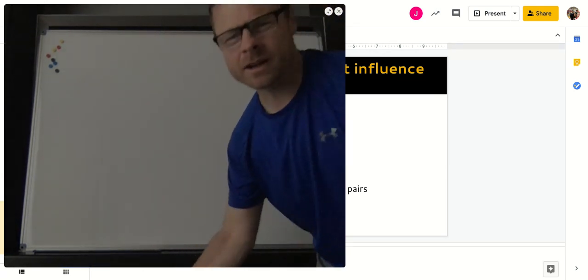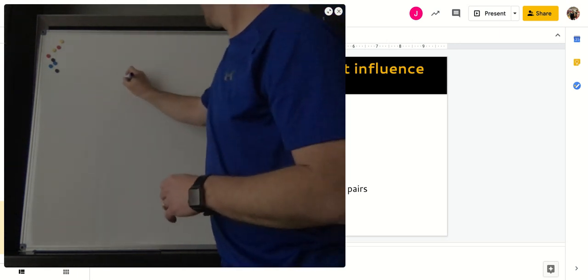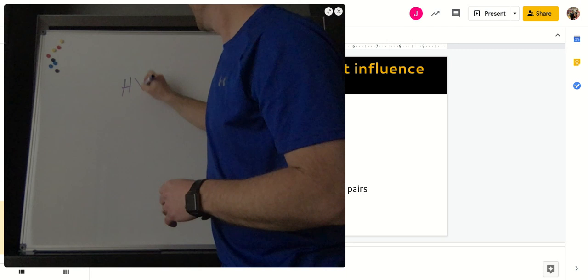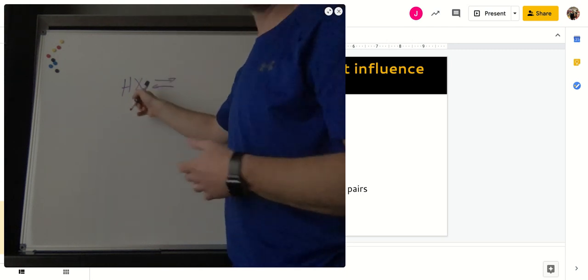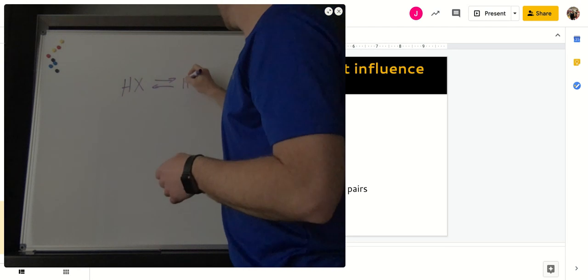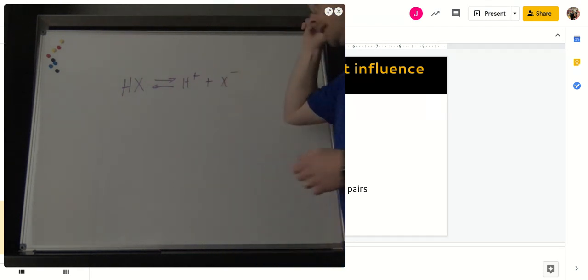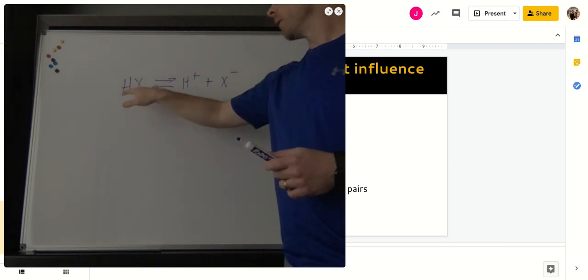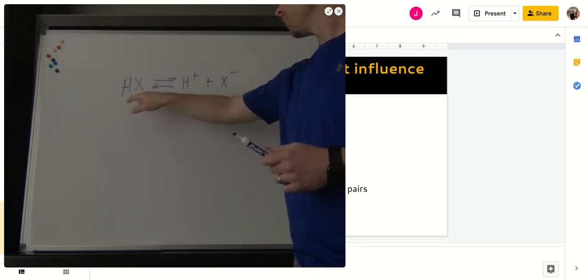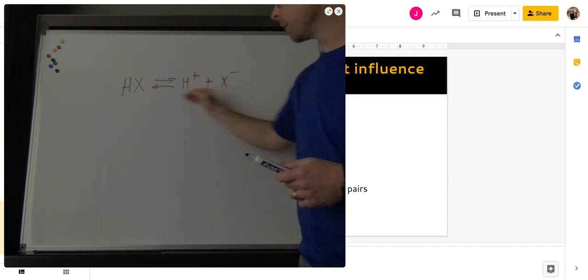So here's what I'm talking about. Let's just say we have HX, who cares what X is? This is F minus, whatever, right? It's just a weak acid. Now, yesterday we looked at the common ion effect. What we said is if we have this solution and we dump in a salt that has some X minus in it, it's going to kind of push the equilibrium back.